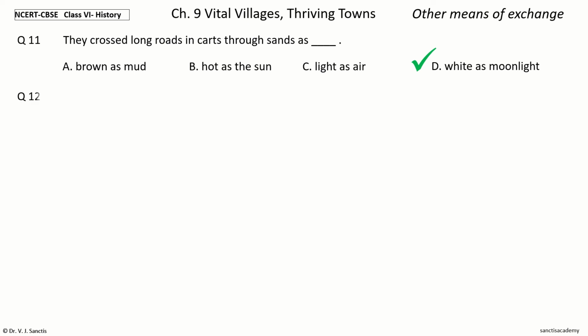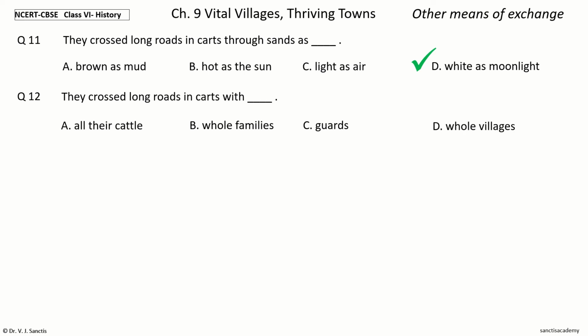Question 12. They crossed long roads in carts with dash. The options are all their cattle, whole families, guards, whole villages. Your time to choose. And the answer is whole families. So, they crossed long roads in carts with whole families.